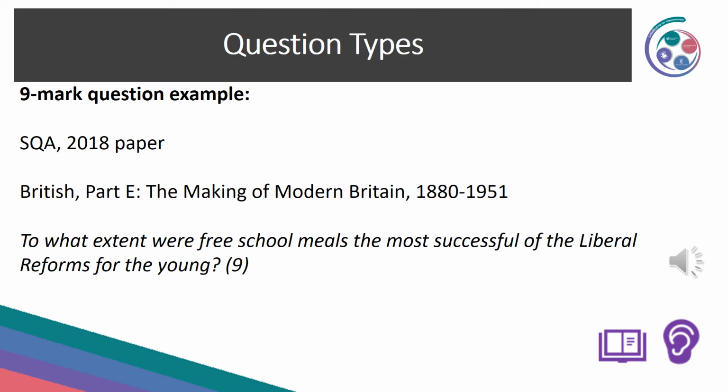Let's take a look at an example of a 9-mark question. This has been taken from the SQA 2018 paper from the British section, and it's Part E, The Making of Modern Britain. The question itself: to what extent were free school meals the most successful of the liberal reforms for the young?